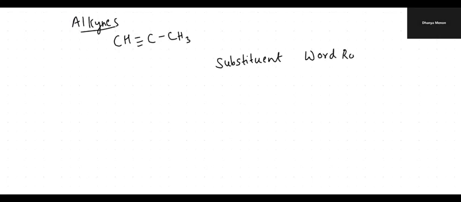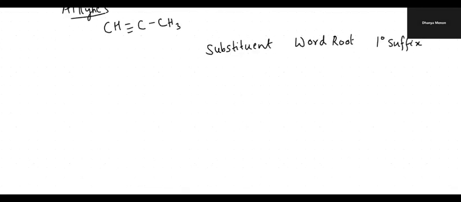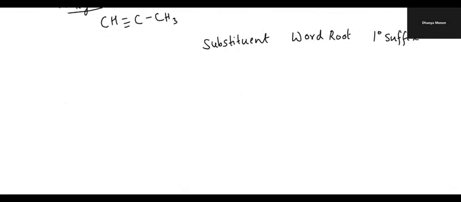Okay. And then we did the primary suffix. Primary suffix means how many bonds are there between the carbon-carbon atoms. Okay. And we did not learn anything about the functional group. We will be doing it in a separate video. Okay. Now, let's check out the rules.